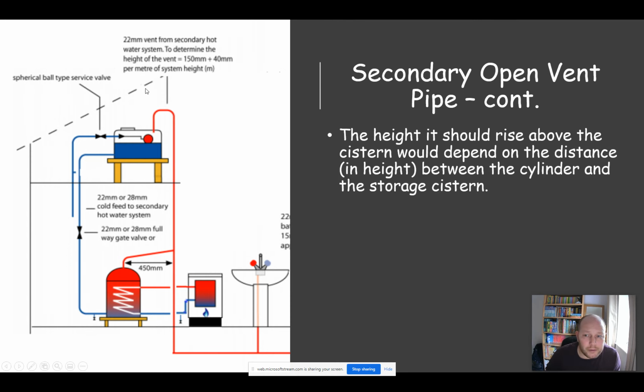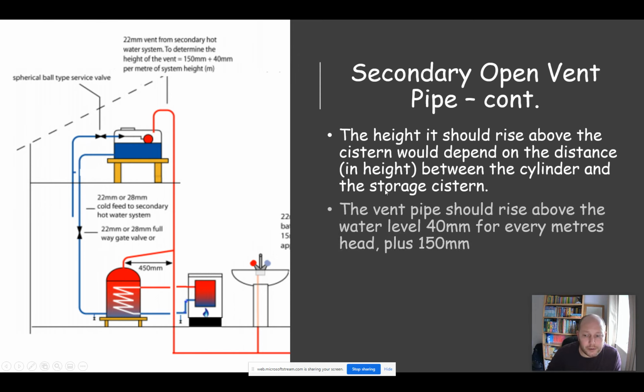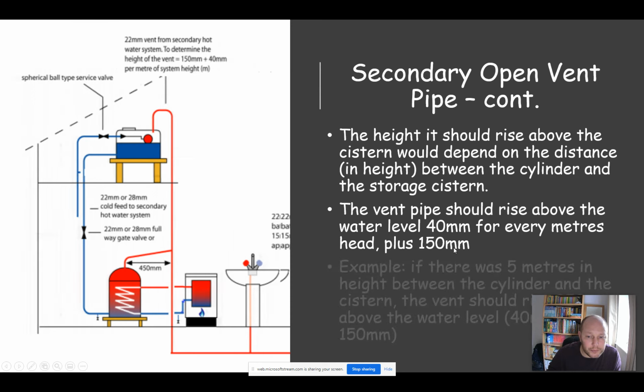Another thing worth noting about the vent pipe is the height that it should rise above the water level in the system. And there's a quick calculation we can do to work that out. Essentially, the calculation is 40 mil. It should rise above the water level 40 mil for every meter between the water level in the system and the bottom base of the cylinder, plus a set amount of 150 mil.